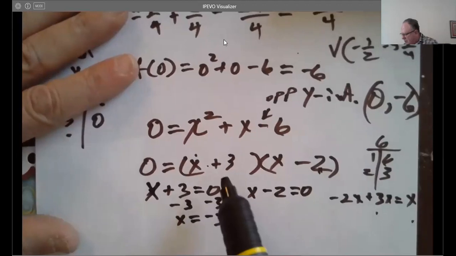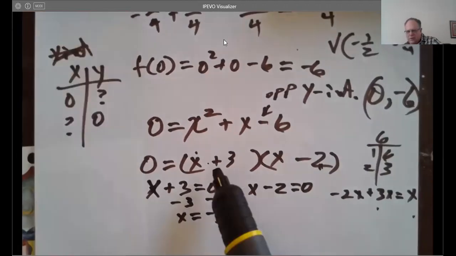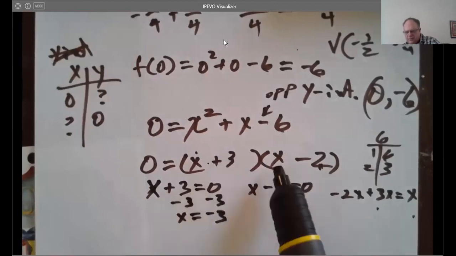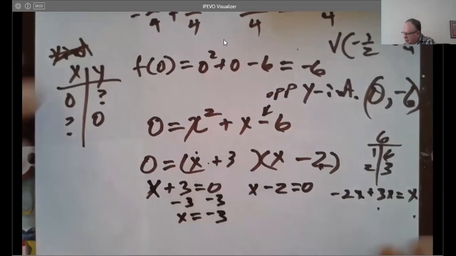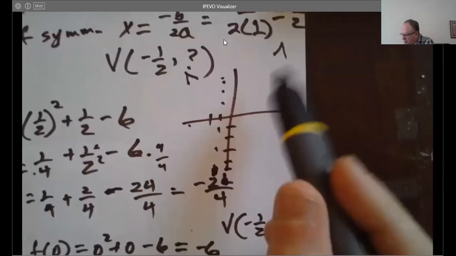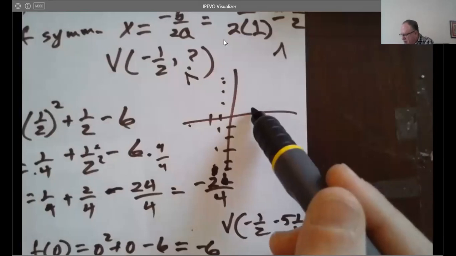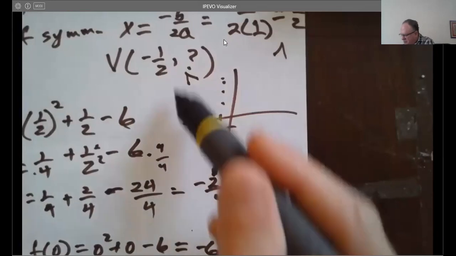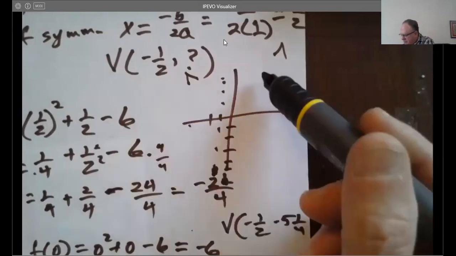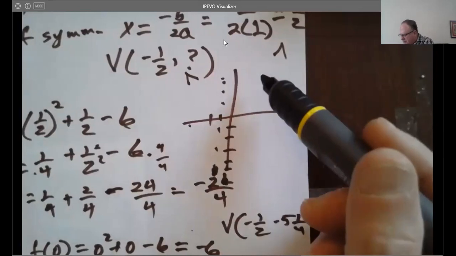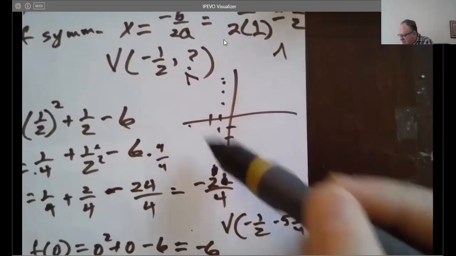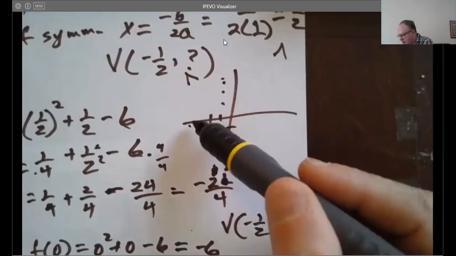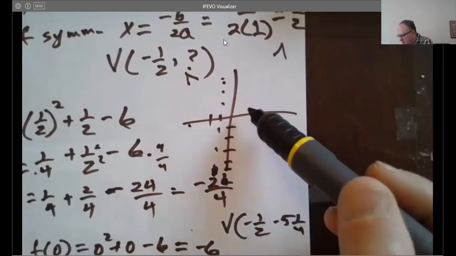Well, when you're using what's called the zero factor property to solve, what you're trying to do is find where y is 0. The curve, the graph is going to intercept the x-axis. So you want to know where, and it's going to intercept the x-axis where y is 0.